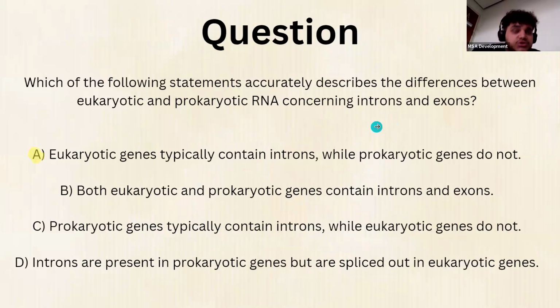Okay, the answer is A. Eukaryotic genes typically contain introns, while prokaryotic genes do not. Remember, in eukaryotes I have introns. That's why I need to further process the RNA that's being produced before I translate it. However, in prokaryotes, I do not need to further change the RNA, so it can get translated right out.